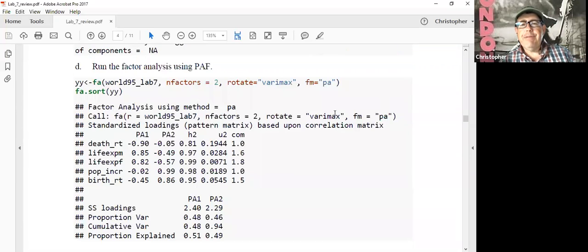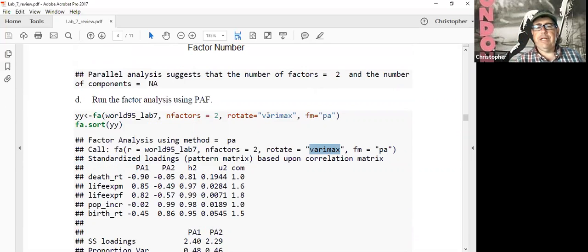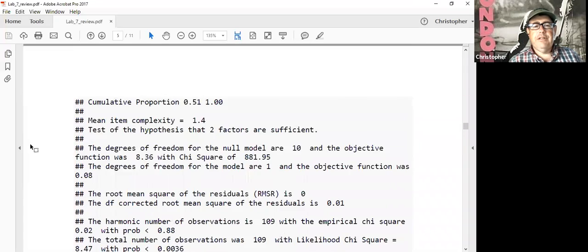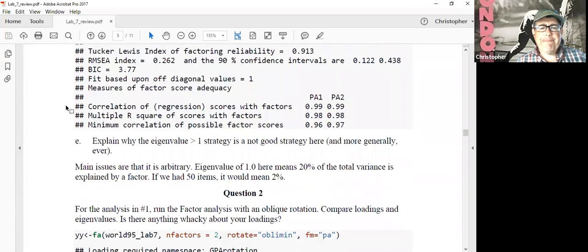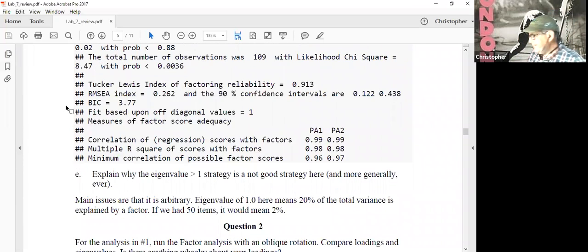All right, another piece that we'll talk about where talking about how things shifted is in terms of these rotations, so we'll get there in a second. One thing you'll note, the output here, we get a lot of information. I generally don't see many of these things reported, so I'm not going to talk about them in any detail. All right, eigenvalue greater than 1.